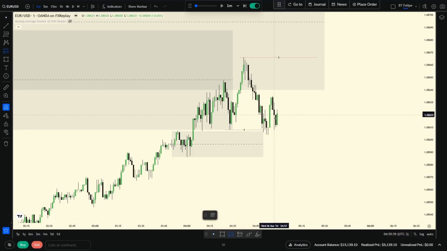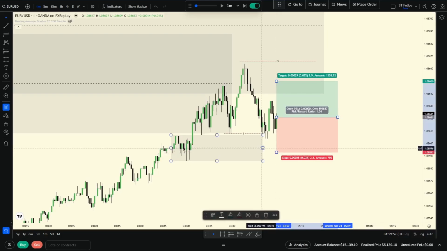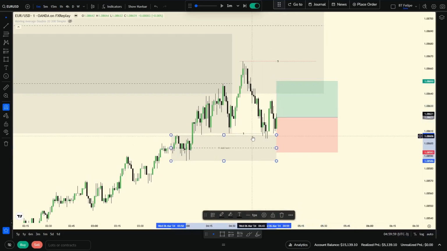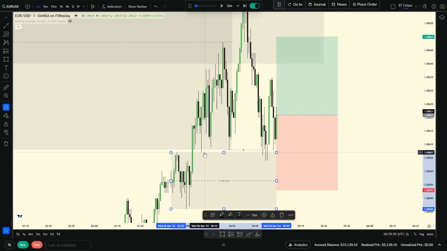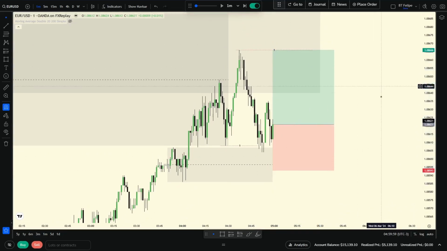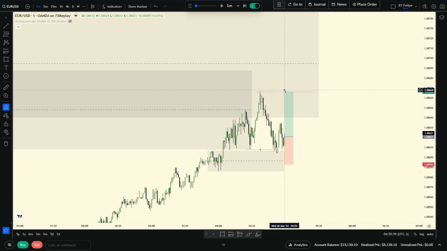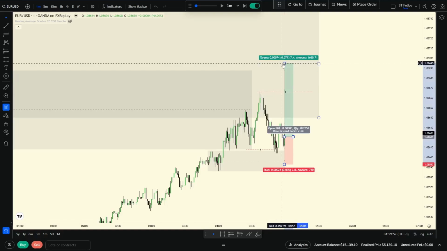I can long here, but I'd like my stop loss to be like here, at least below the 50%, since I manipulated M5, tapped the POI. The beginning wasn't mitigated yet. It was mitigated here. So we can do something like this. But the RR is not that good. So I'll try to target here.